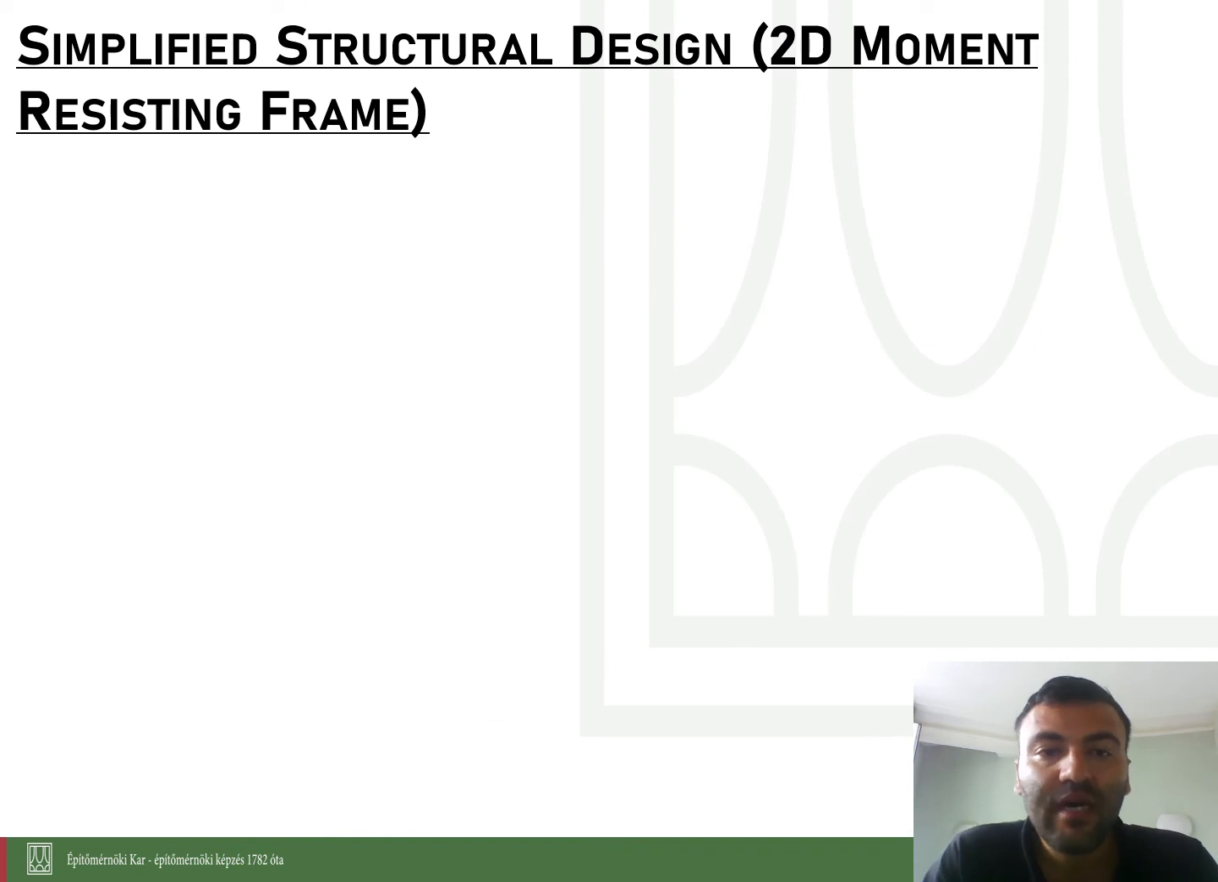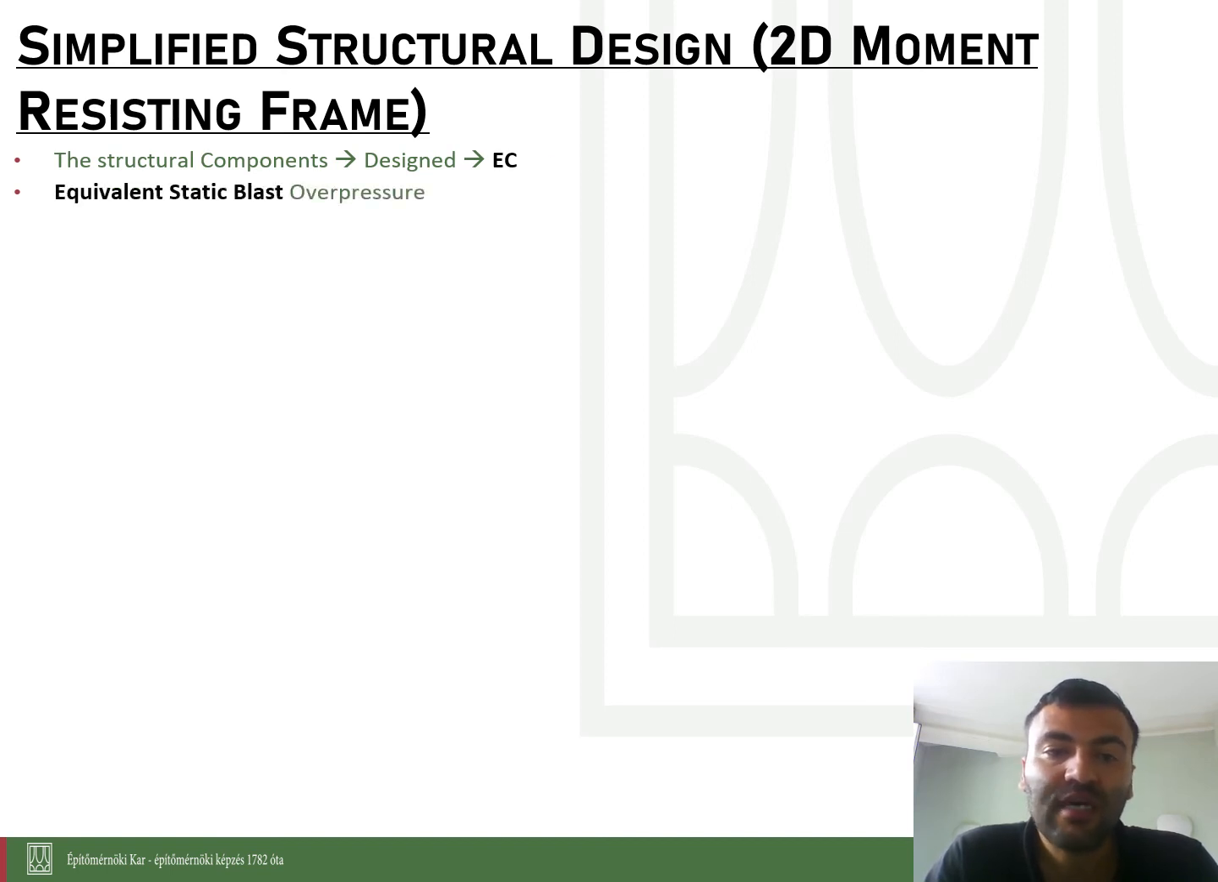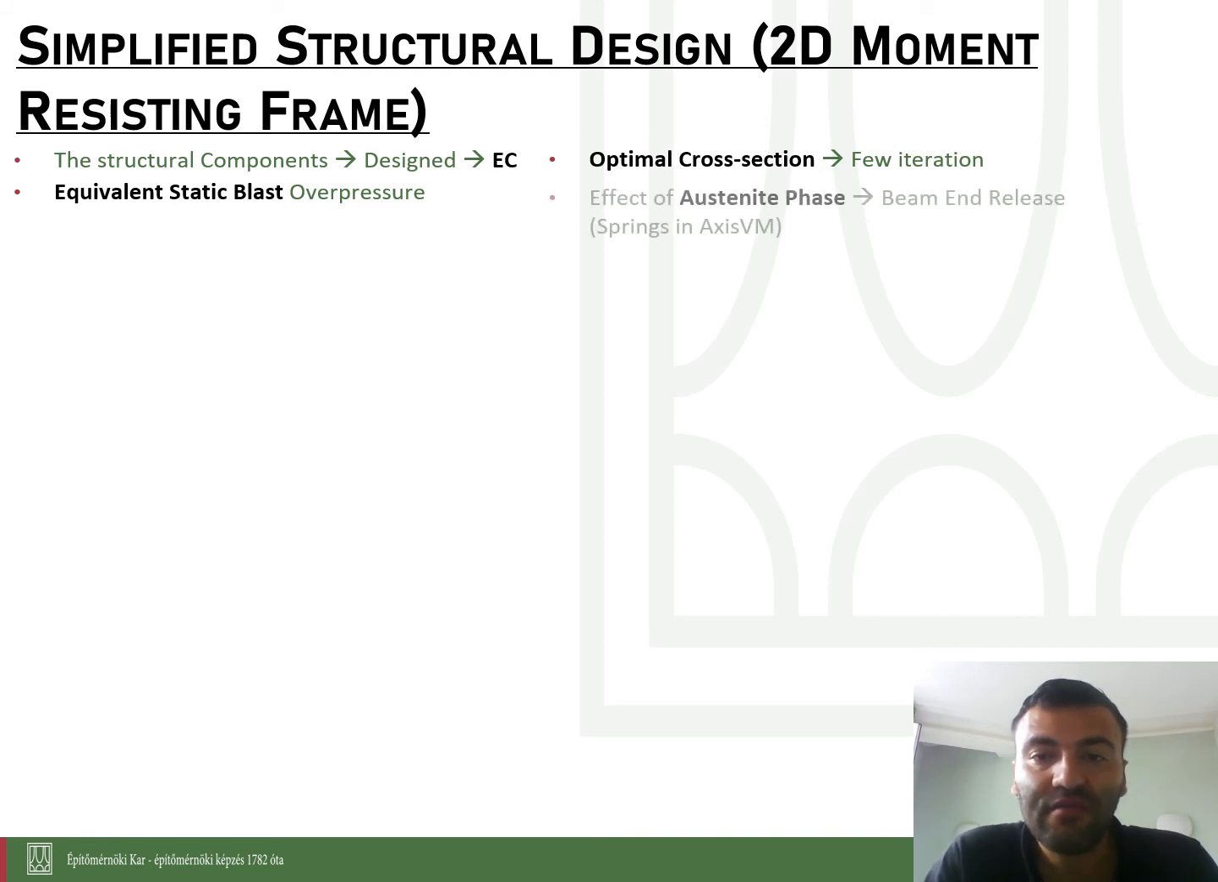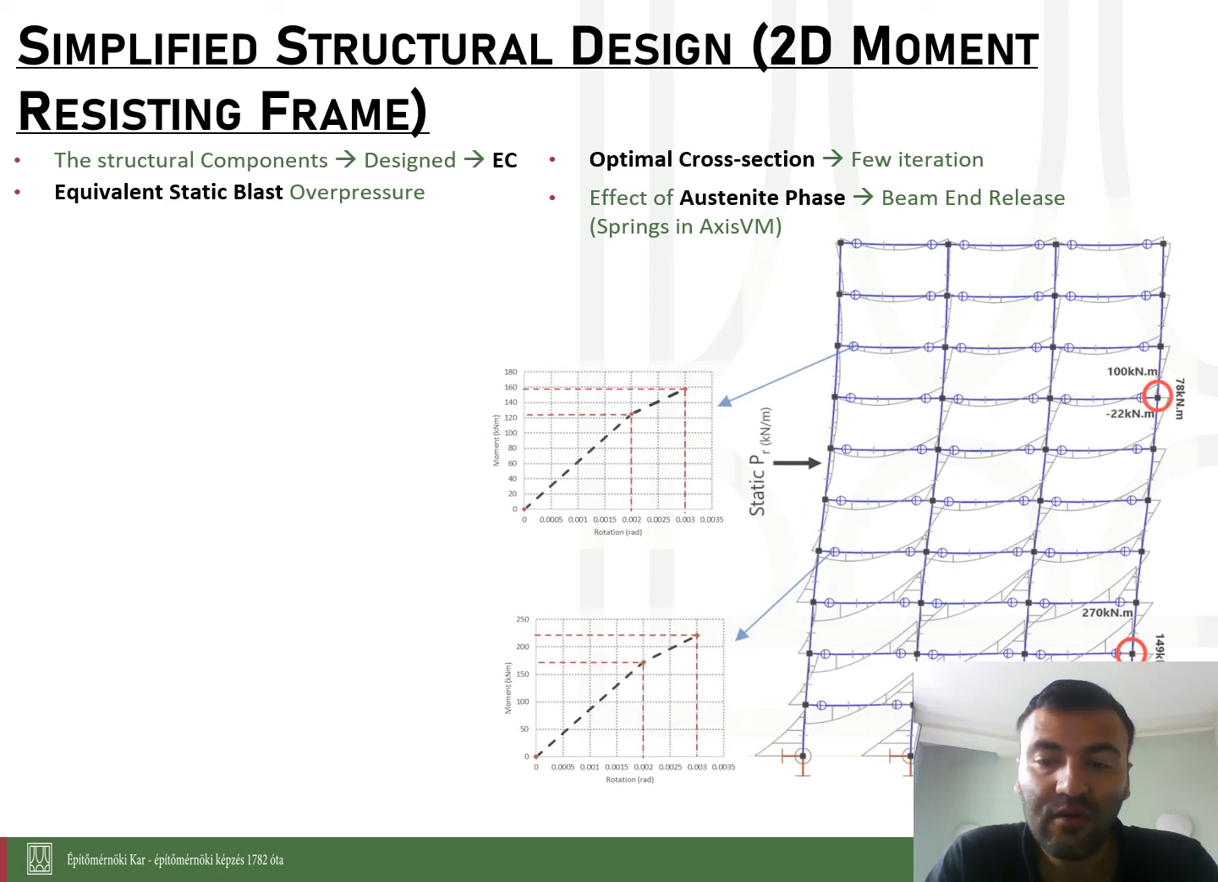Then we come to a point where we need a 2D moment resisting frame. So we have a simplified structural design. Of course, this is also based on the Eurocode, and an equivalent static load overpressure has been applied. The optimal cross-section has been selected after a few iterations, and the effect of the austenite phase has been included only.